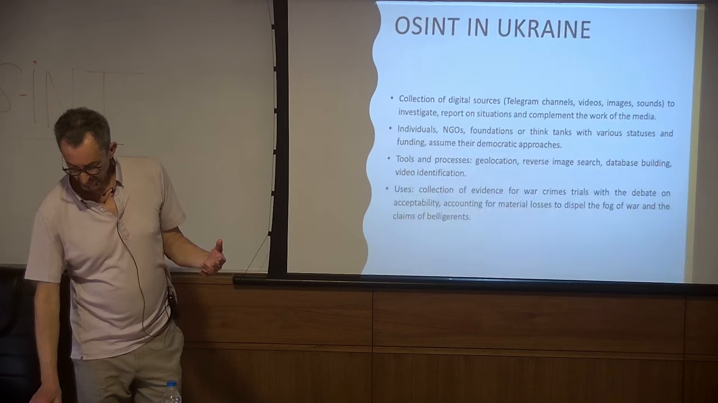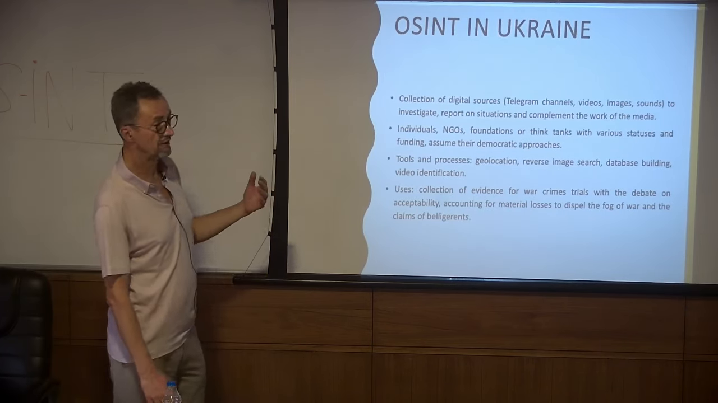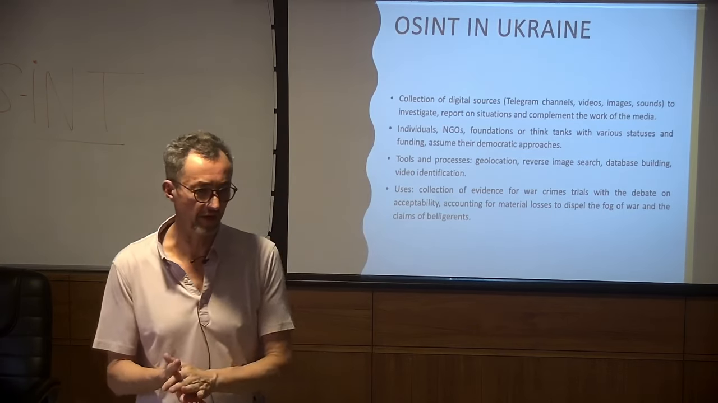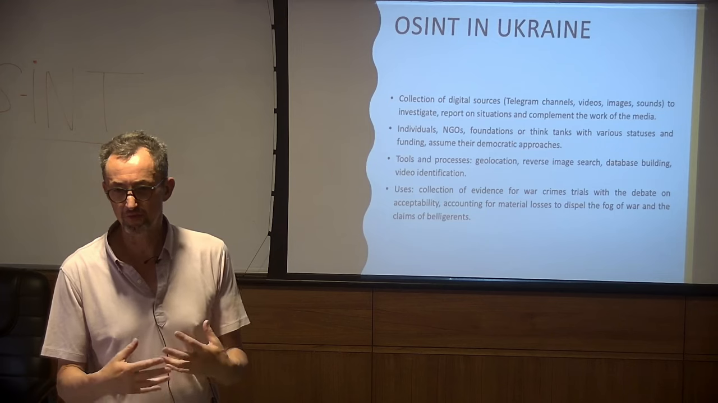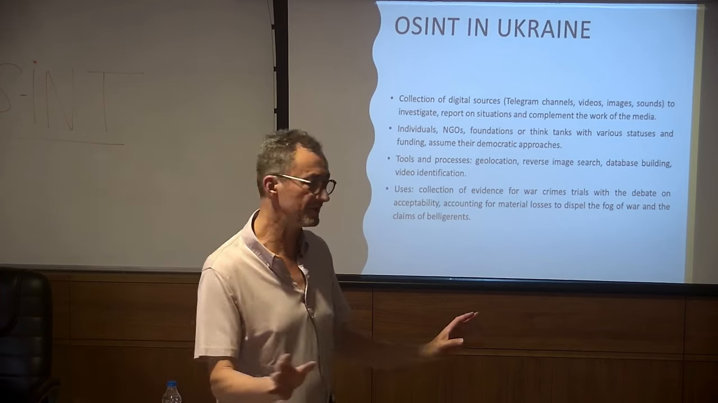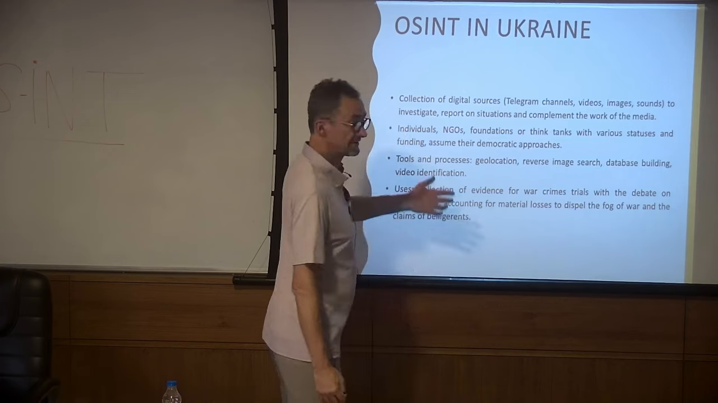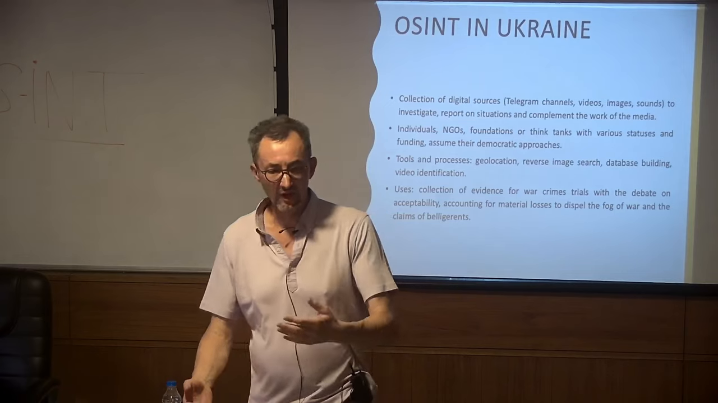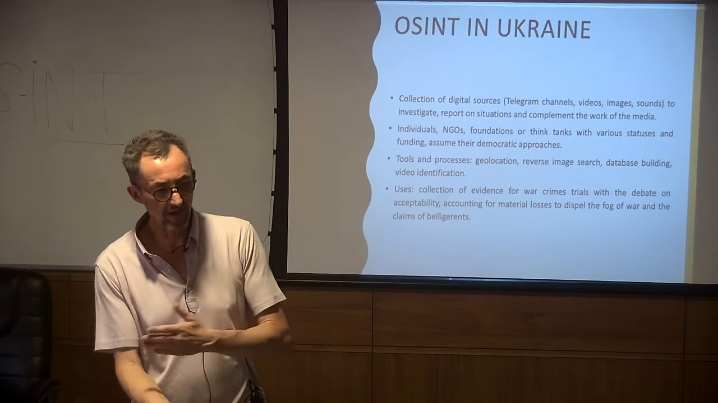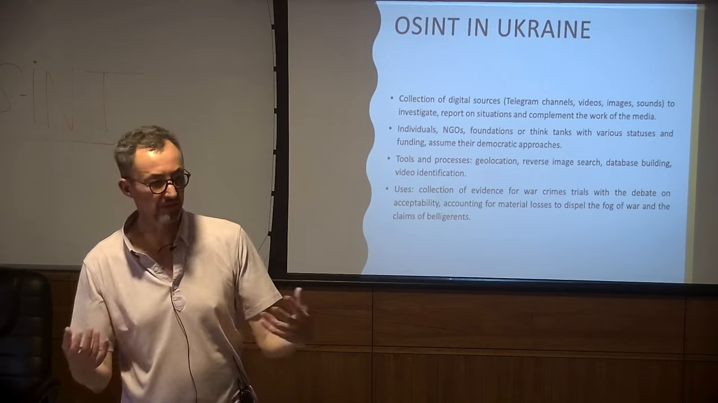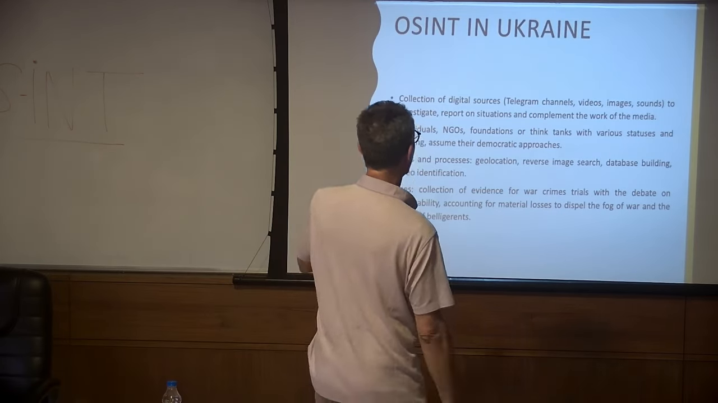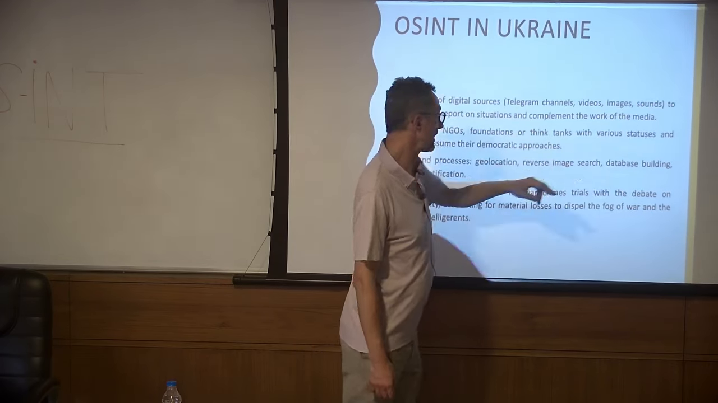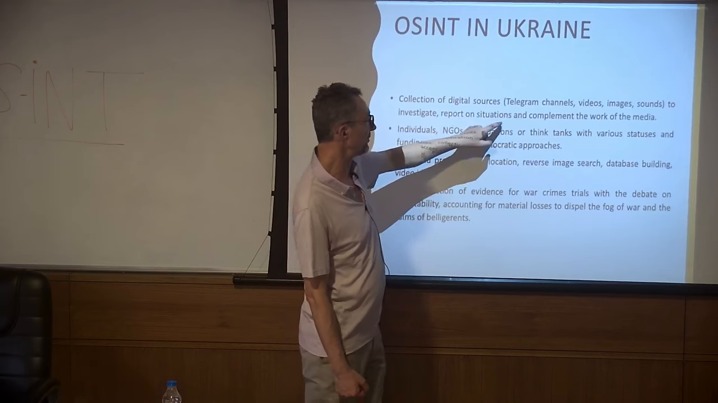So I've been asked to do something about the image of the war in Ukraine, and I proposed some contribution about OSINT in Ukraine to see how it can serve different activities. Okay, it's far from world literature. Of course, it's the first war ever 100% digital. So all the different protagonists publish online daily. So all this data can be gathered for different purposes. Of course, you have heard of the Telegram channels, which are very famous in Russia, video, image, sounds, to investigate, report, and complement the work of the media.